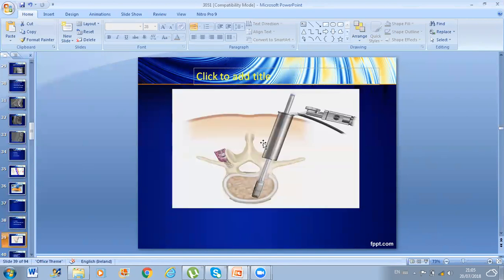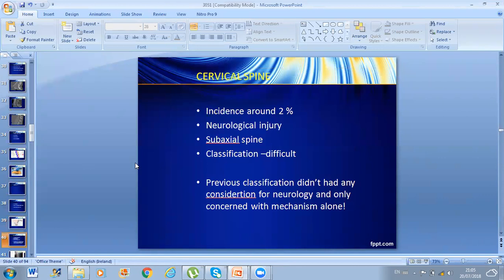And if you see, this is what Shahbaz explained, that you put a pedicle screw and do the fixation. So we discussed cervical spine. The cervical spine injury incidence is around 2%, and there is a neurological injury. Subaxial spine involvement is very common. Classification is difficult, and the previous classification didn't have any consideration for neurology and only considered mechanism alone.